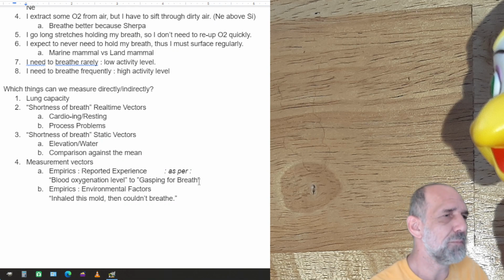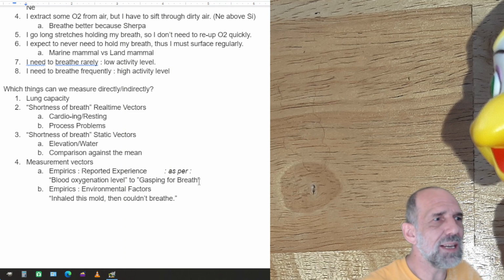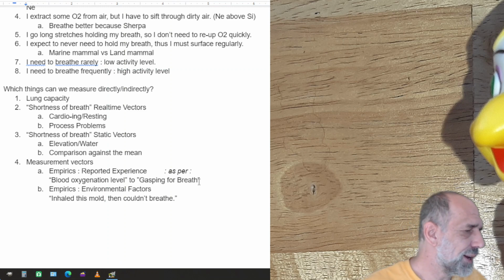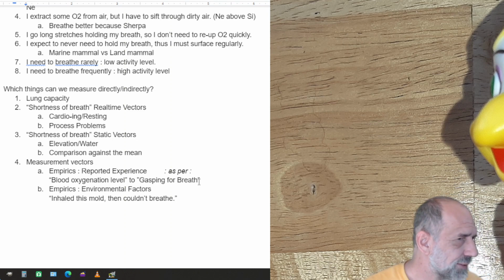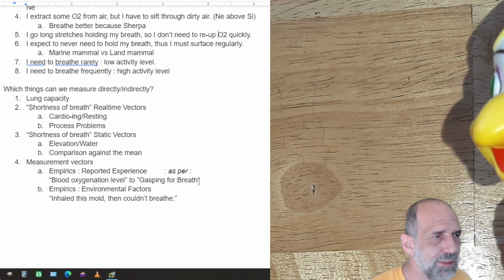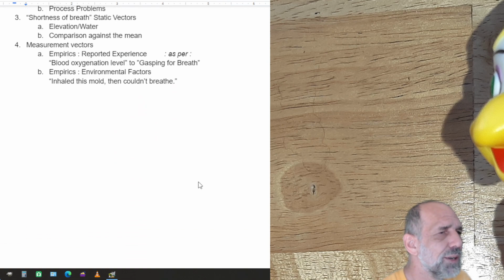So if you wanted to measure empirically the effectiveness of somebody's usage of oxygen, you would see how quickly the linkage between the blood oxygenation level decreasing and the increasing need for breath. So if you imagine somebody jogging, as they're gasping for breath, the reason they're gasping for breath is because the level of oxygen in their blood has gotten too low and their body is demanding more oxygen. Okay, so empirics, environmental factors. It could be inhaled this mold, then couldn't breathe, right?